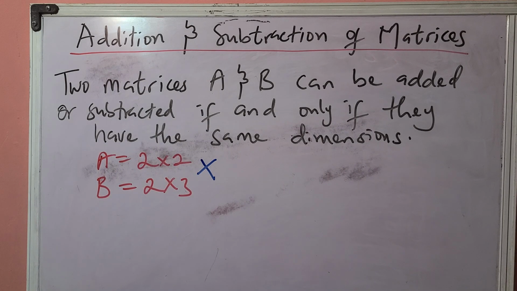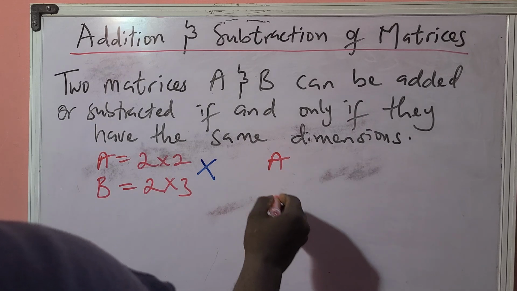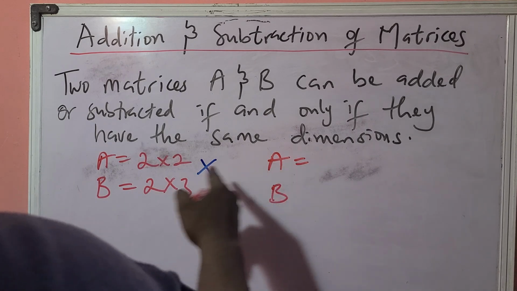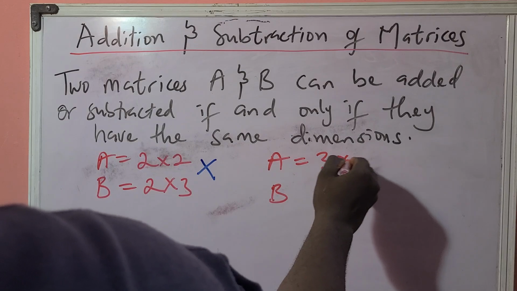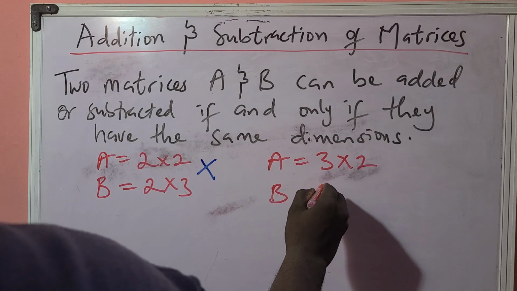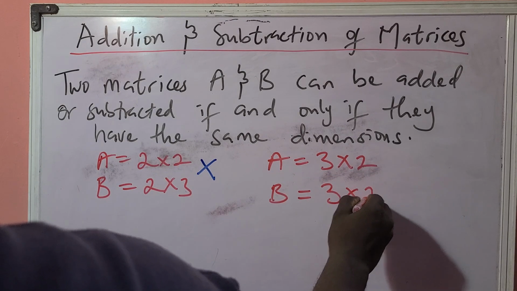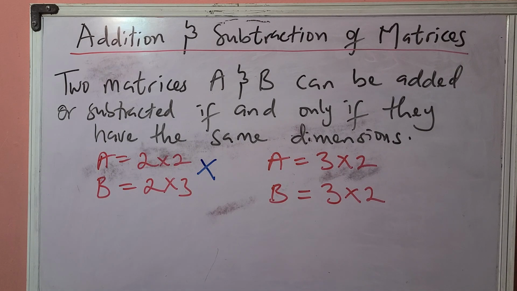If you have a matrix A and a matrix B, and this matrix A is a 3 by 2 matrix and this matrix B is a 3 by 2 matrix, this is the only time you will be able to add or subtract these two matrices together. So the basics for matrix addition and subtraction is that they must have the same dimension. They must be of the same order. Anything apart from that will not work.